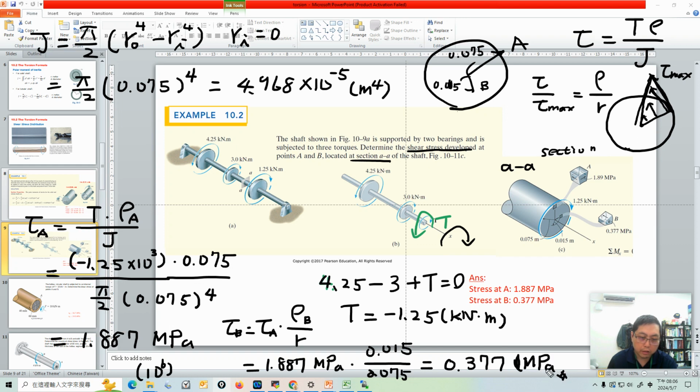So that's how we calculate the shear stress at the cross section for a torque loaded member. Actually it's not very difficult. You just need to know the shear stress formula: it's the torque, times the distance from the center, and the denominator is the polar moment of area. And you also need to know the shear stress of this cross section grows linearly along the radius direction. That's it. So that's a very simple example, so I don't need too much explanation.